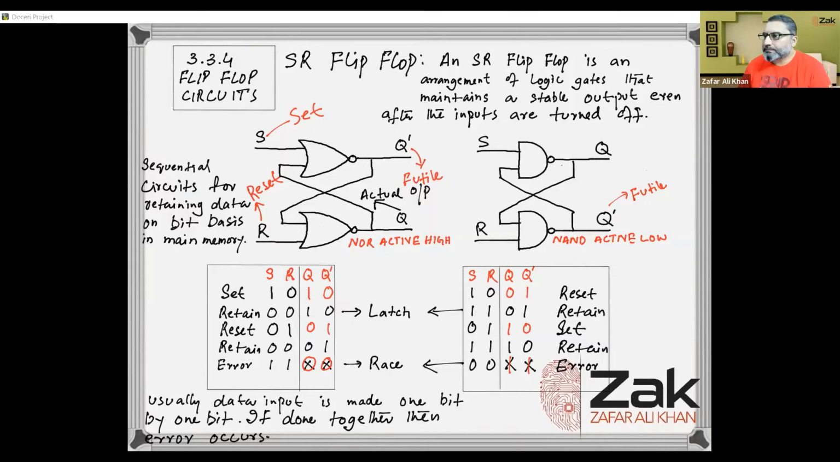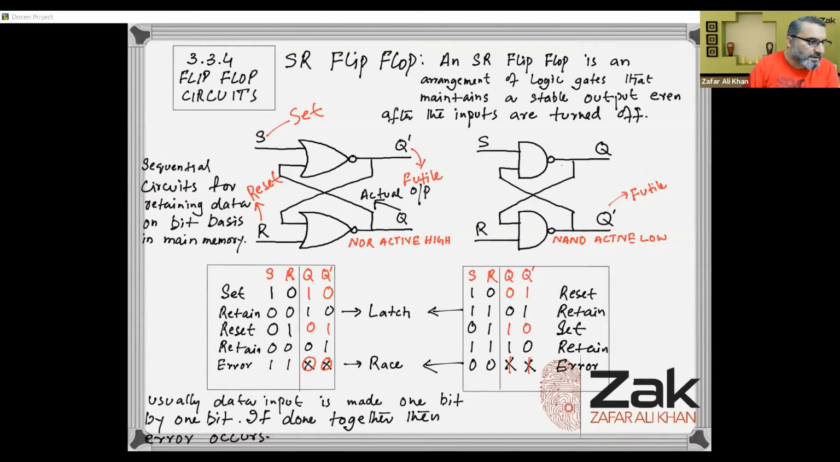So such type of circuits which are having their outputs as input are actually sequential circuits. All right, such type of circuits which are actually having their outputs as their input are sequential circuits.